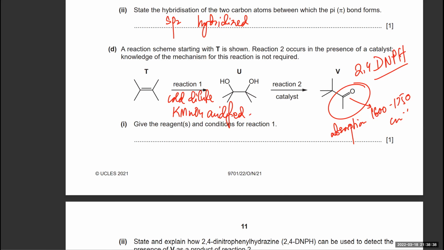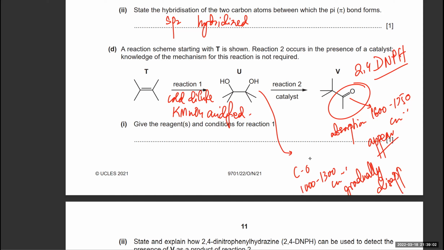So as the reaction proceeds, this absorption would start to appear as this molecule is formed, while this absorption would slowly, gradually disappear. This is somewhere in the 1000 to 1300 wavenumber range, so it will gradually disappear. Is that part clear? As this molecule turns into this molecule, this absorption would appear and this absorption would disappear. So yeah, is this clear?